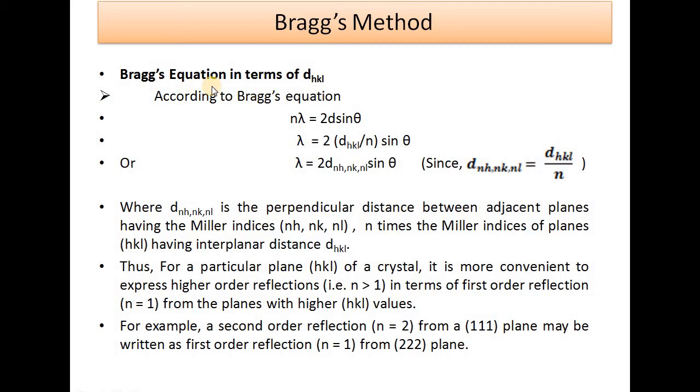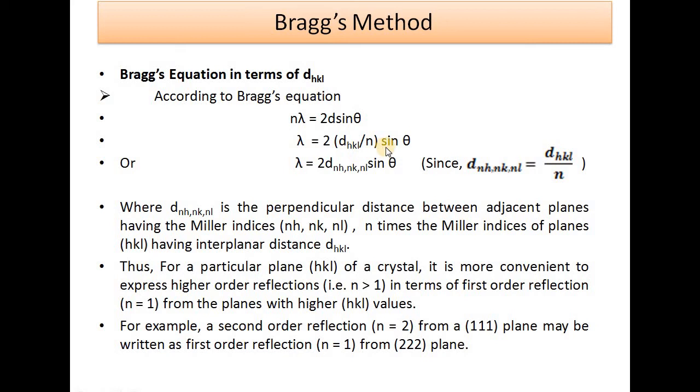Now, Bragg's equation is determined in terms of d_hkl. How can we express it in terms of the interplanar distance between higher order planes? As we see in this equation, n lambda is equal to 2d sine theta. So we can write lambda is equal to 2d by n sine theta. Suppose this d is the distance between the planes having Miller indices hkl. So we can write lambda is equal to 2 into d_hkl by n sine theta.